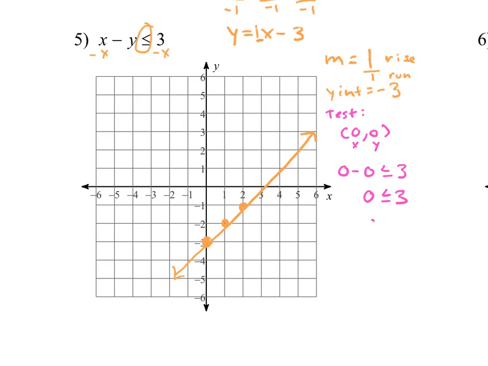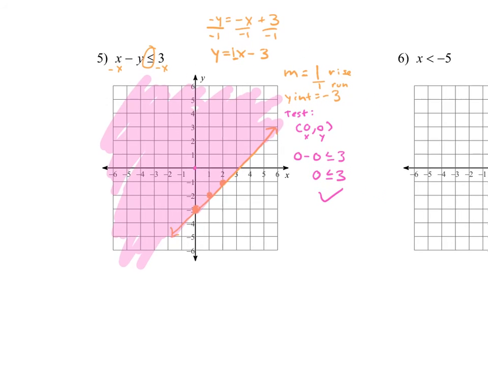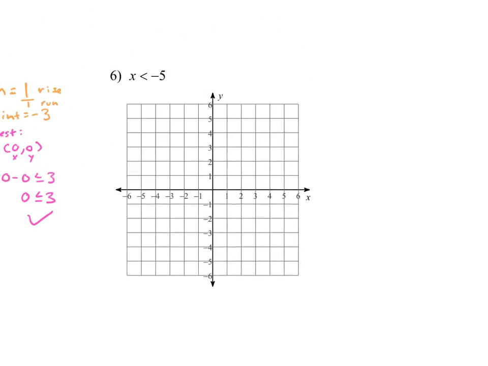Yes. So are we going to shade on the left side of our line or the right side of our line? The left. So we shade on the side with 0, 0. Any questions on this one? All right, let's go to 6.